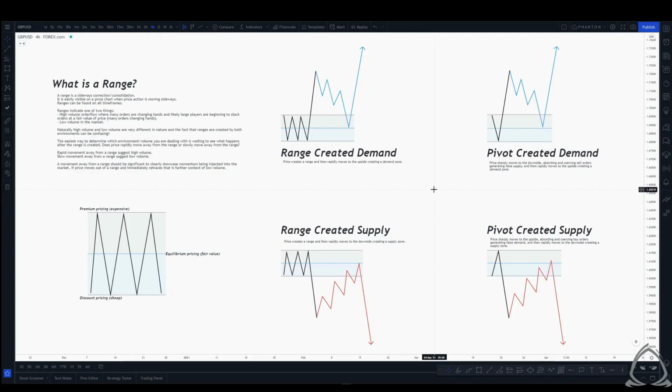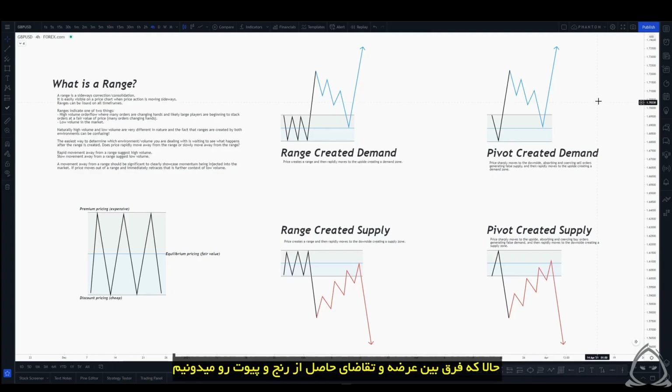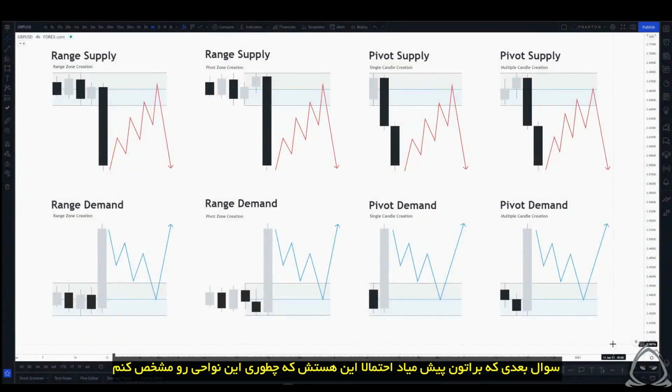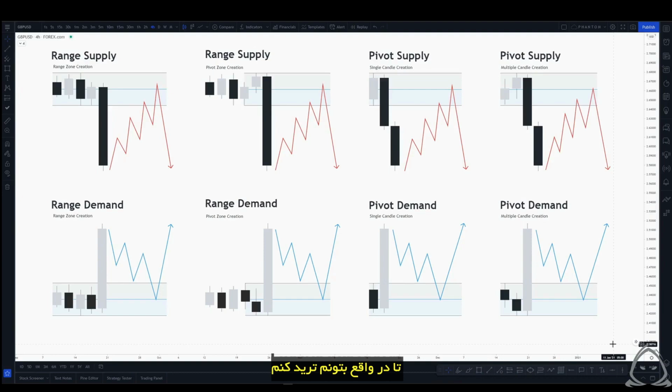Now we understand the differences between how zones are created, whether it be range supply or demand, or pivot supply or demand. The next question you're probably wondering is, how do we actually map out these zones? I understand the concept between range and pivot, but when it comes to actually drawing them, I need to see candles. I need to understand how to actually draw these zones so I can patiently wait for price to return to these areas so that I can actually take trades.